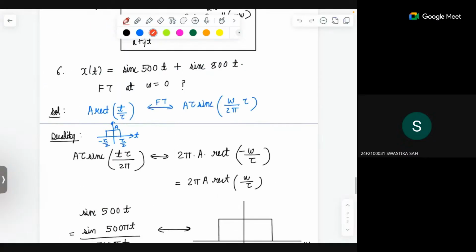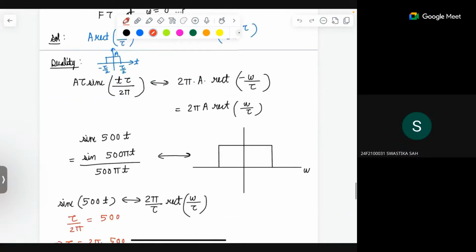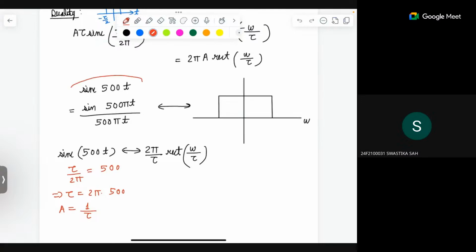Now we have taken this first term, sinc 500t. So there is this sinc 500t. Sinc 500t can be written as sine pi theta upon pi theta. This is clear? Yes, ma'am.